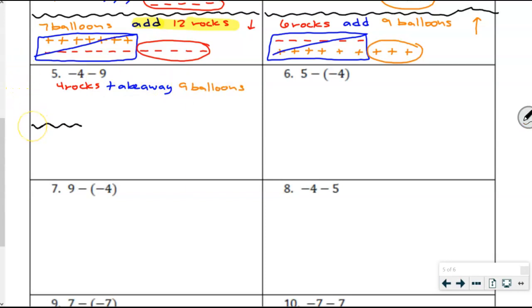And again, as I start doing these problems 2 ways, I realize this is going to be a challenge because I have 4 rocks. And I'm supposed to take away 9 balloons, but I look at my rocks and I realize I don't have any balloons at all, which means I now need to take the time to draw 0 pairs. And you can imagine just how tedious this is going to be, just how long this is going to take.